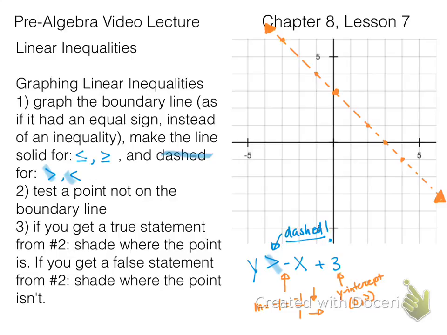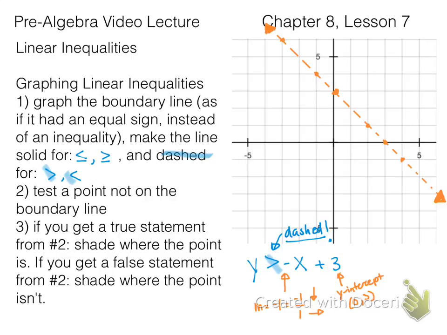So now we're ready to go ahead and shade, and that means we've got to test a point. We need to pick a point that's not on the boundary line, because again, if it's a dashed line, it's definitely going to work, and if it's a solid line, it's going to work every single time. So we need to pick a point not on the boundary line.